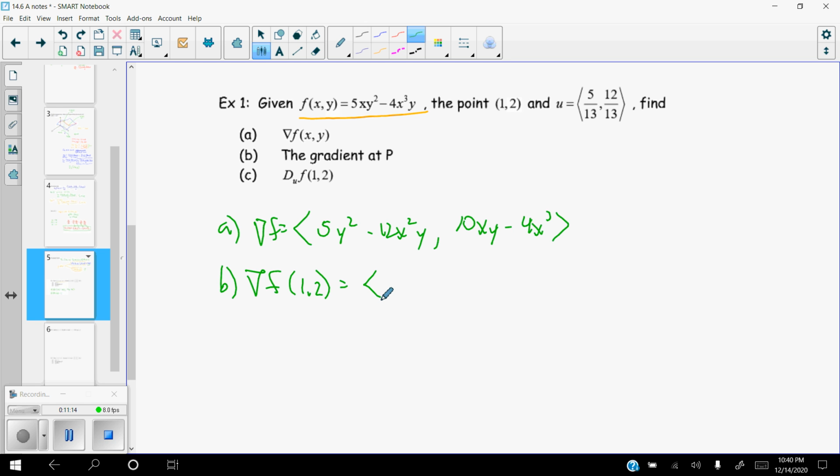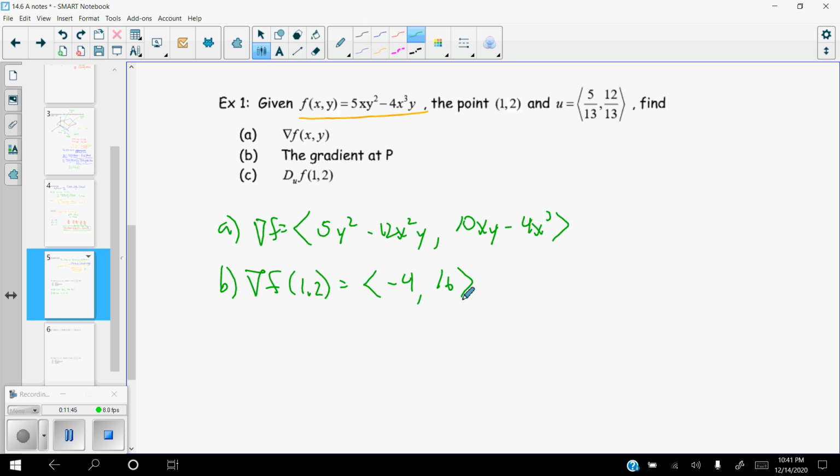So part B says I want to take the gradient at, we were given the point 1, 2. Well, that just means take 1 and 2, plug them in for x and y. So let's see what we get there. If I plug 1 in for the x's, that's not going to do much. Plugging 2 in, so 2 squared is 4 times 5 is 20. Minus 24, so it looks like we're going to get minus 4. And then in the second one, 10 times 1 times 2 is 20. Minus 4 times 1 cubed is 4, so that should be 16. So I think we're going to get negative 4, 16 for our gradient at that specific point.